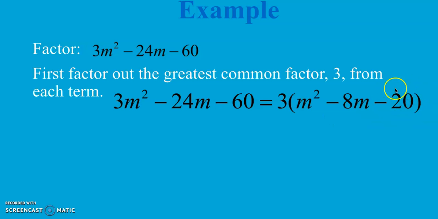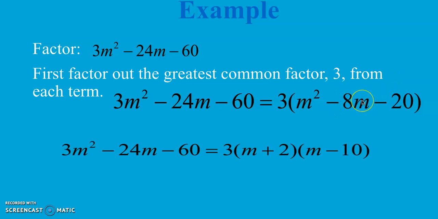So we need to find products of negative 20 that add together to give me negative 8. Because I have a negative in the back, I know I'm going to have a negative and a positive answer, and my larger number will be negative. So when I do my math, just like the previous slides, I find the products of 20. Negative 10 times 2 gives me negative 20. Negative 10 plus 2 gives me negative 8.